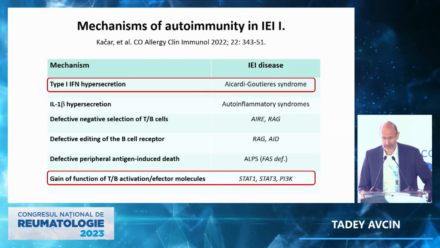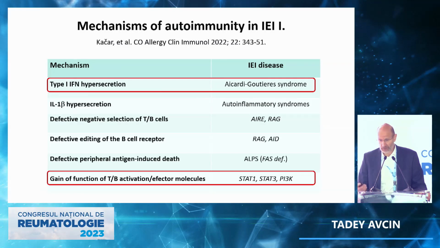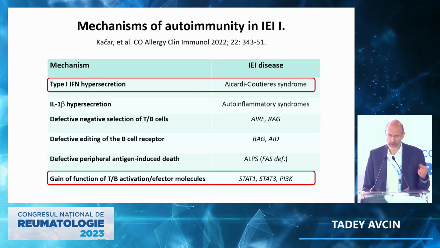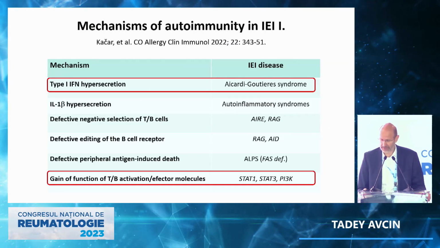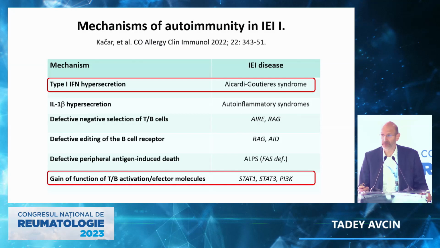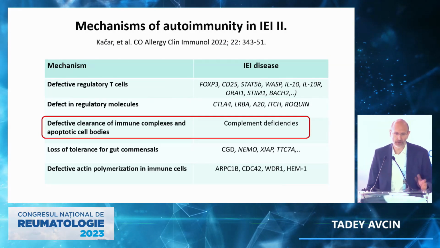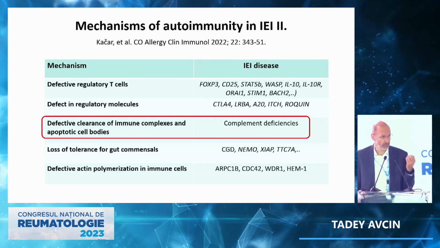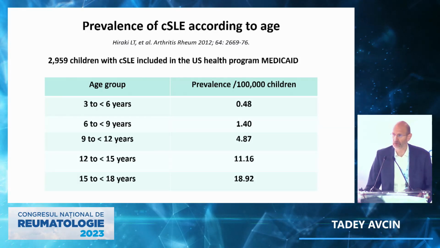Together with a colleague from our unit, Mark Kachar, we tried to summarize the mechanisms of autoimmunity in inborn errors of immunity. You can see here the different mechanisms, and the ones of particular relevance for SLE, which I would like to present a little deeper, are type 1 interferon hypersecretion that we face at several levels, and gain of function mutations in T and B cell activation, such as STAT3 gain of function mutation. The second part that I would like to focus on is defective clearance of immune complexes and apoptotic cell bodies, not just complement deficiencies, but also monogenic defects of apoptotic mechanisms. So with this background knowledge, I would like to move now to childhood onset SLE.